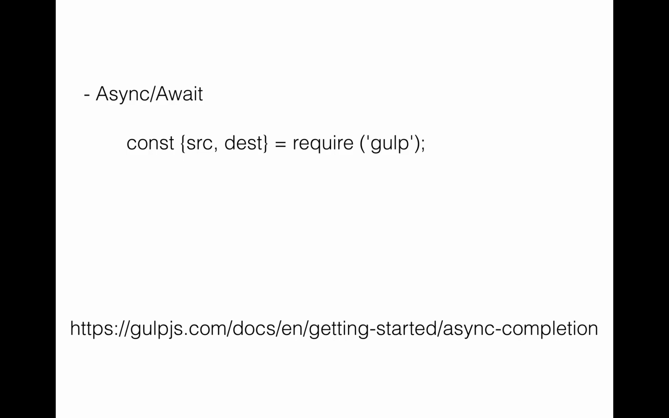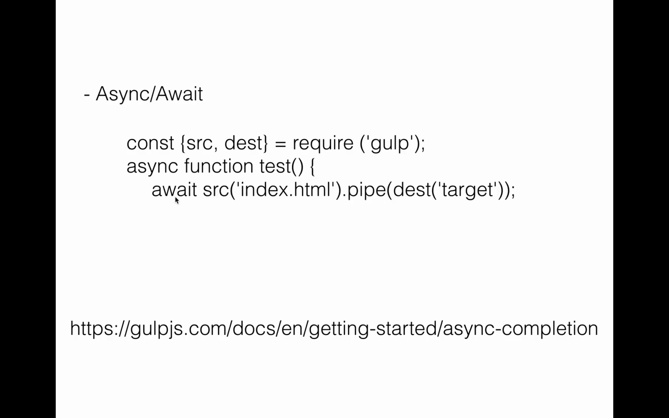Now, if you were to specify a task using async await, the syntax would be something like this. You specify the source and destination by requiring the gulp library, and then just before function, you specify the keyword async, and within the function, you specify await. Note, you do not need to specify your callback as the parameter here, and then you can export it.